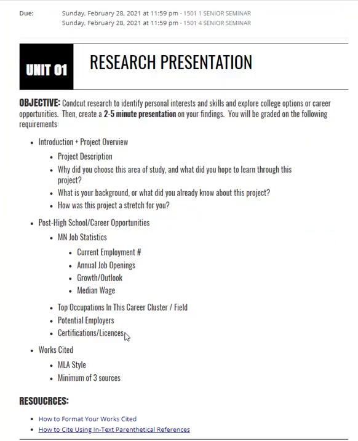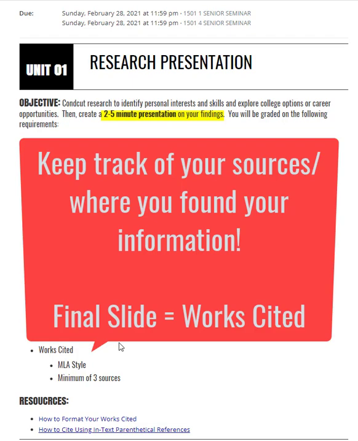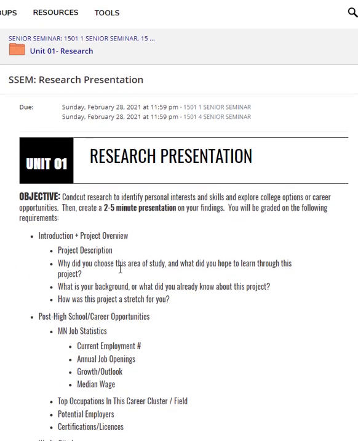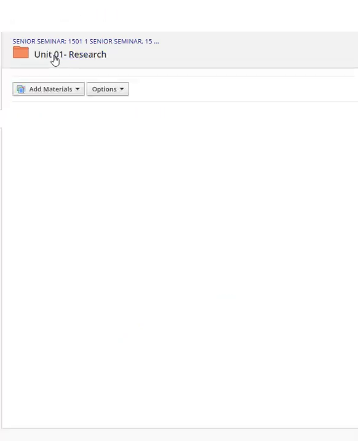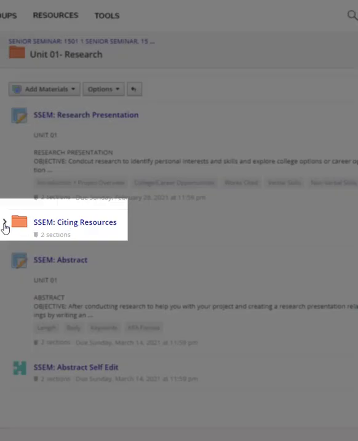So requirements, again, are that this presentation ends up being 2 to 5 minutes. And then you will have to keep track of your sources and where you found your information. This is going to be the final slide in your presentation, and it's going to be your works cited. It needs to be in MLA style, and you need to have at least 3 places that you looked up information on. Now, I have 2 resources down here on how you can write works cited on your own, but I would recommend actually going back into this Unit 1 research and using this citing resources folder.